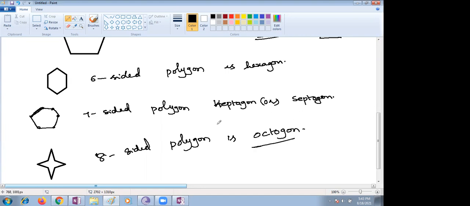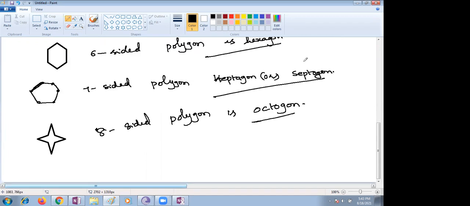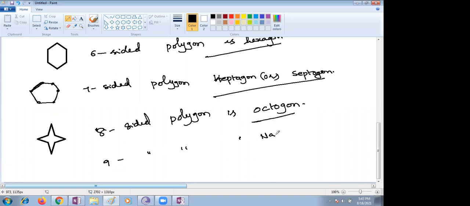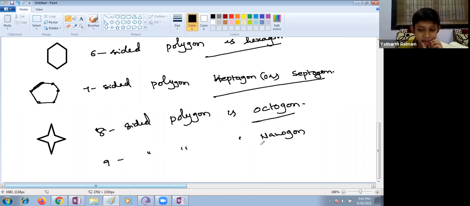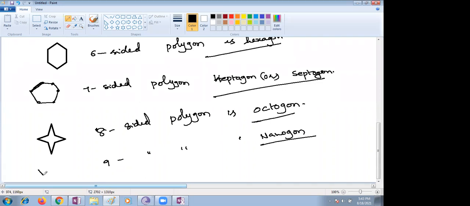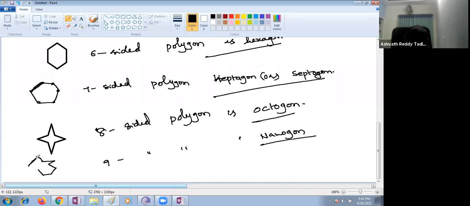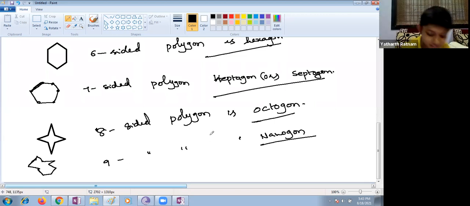Hexagon, heptagon, octagon, very important. A 9-sided polygon is nonagon. Drawing, you can take your own. 1, 2, 3, 4, 5, 6, 7, 8, 9. Finish that off with one line. We can extend and take it. A 9-sided polygon is nonagon.